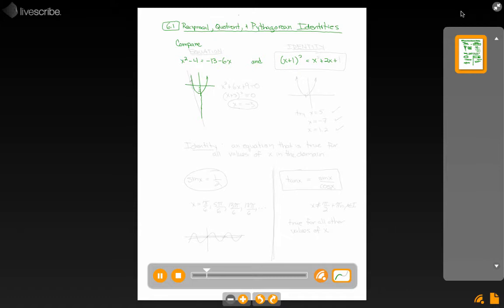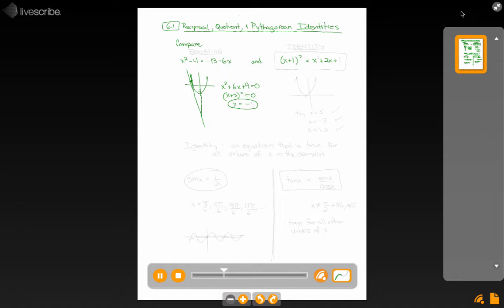If I graph y equals x squared minus 4, I get a parabola that looks something like that. If I graph negative 13 minus 6x, I'll get something, I guess, very steep. Something like this, and it actually touches that parabola somewhere. So we could say that there's actually a solution to that equation. We could solve it algebraically to say x squared plus 6x plus 9 equals 0, bringing everything to one side, factor it, and I can see where I had a solution which was at negative 3, and I would have found the same intersection if I did it graphically.